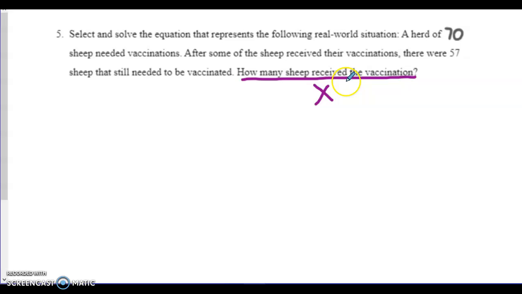So since that's what we're going to try to solve for, we're going to give that the letter. We started off with 70. We want to see how many received the vaccination. We're not really sure, but we know we started with 70, and we know that we ended with 57. So we got to ask ourselves, well, how many did we do? We subtracted, or we took away, the sheep that were vaccinated. So we started with 70, we vaccinated some of them and took them off the list, and now there's 57 left. So this would be our equation. And then we would want to solve that because it actually asks how many sheep received the vaccination.